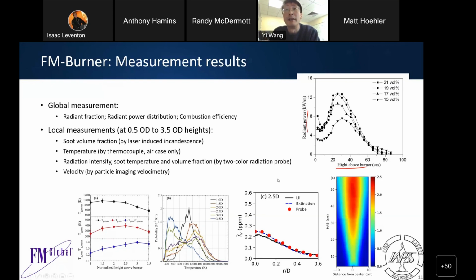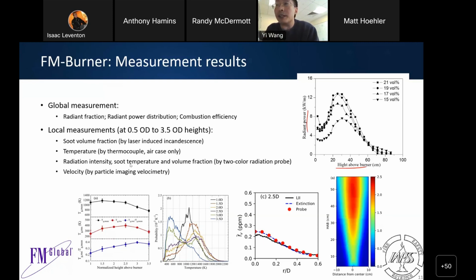That's basically the data set. As you can see, you have a lot of flow field data, temperature, velocity. Hopefully, we're getting fluid mechanics correct. And we're getting some soot and radiation temperature data by different measurements. And we have some global measurements for radiation fraction, radiation power distribution, and also combustion efficiency toward extinction modeling in the future. Okay, that's all I want to say.